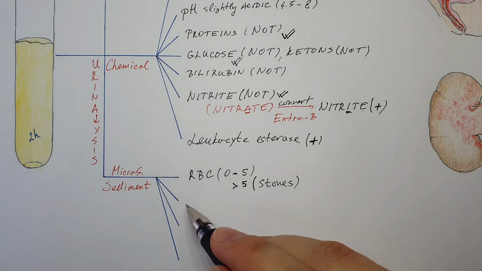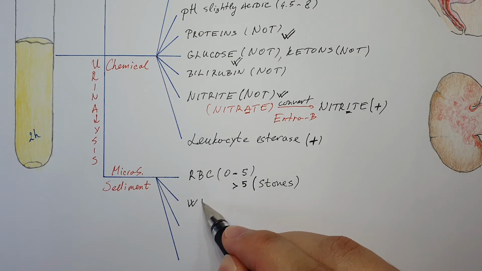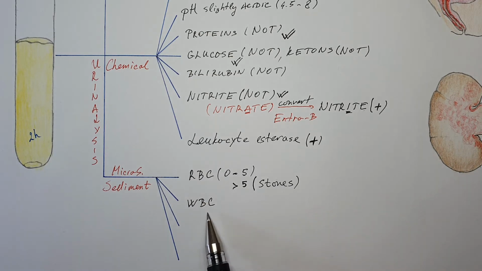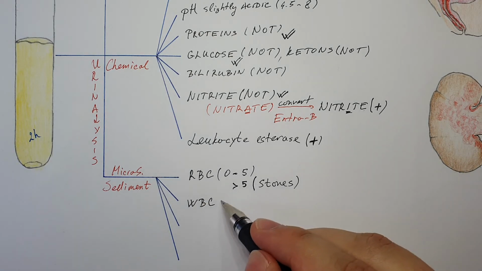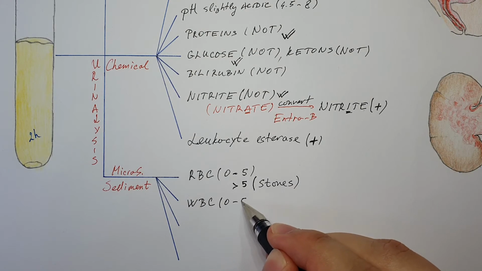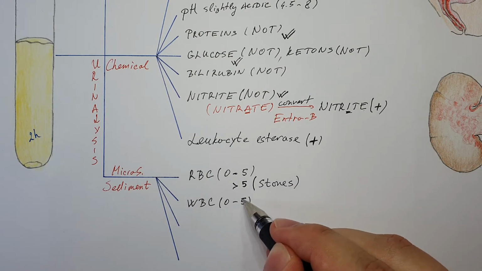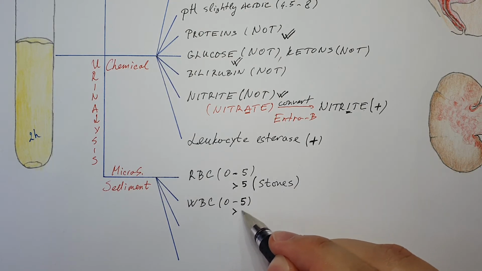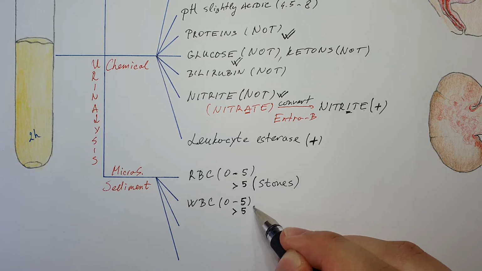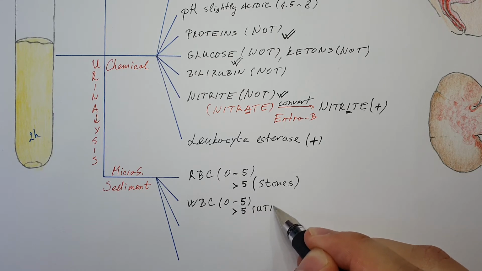The second thing that is analyzed are white blood cells. So this is also very important, leukocytes. Normally, 0 to 5 leukocytes are present. So 0 to 5. If there are more, we can assume that we deal with a urinary tract infection.